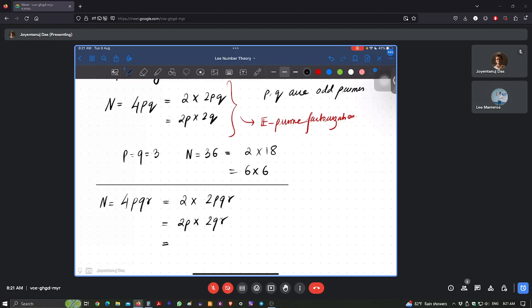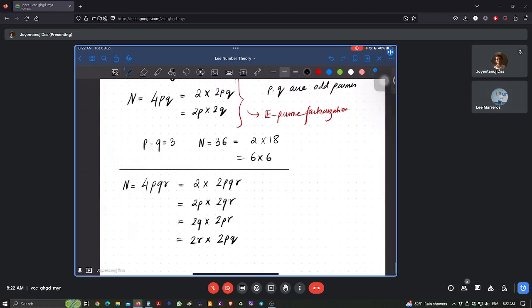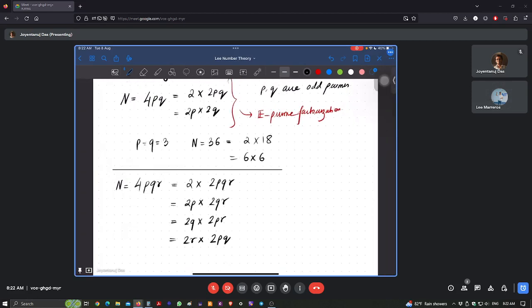Then we can change it. For example, we can have 2Q times 2PR, right? And we have 2R times 2PQ. So 2PQ we have, right? Anything else is not possible. These are the four things possible, right? But the thing is, they're asking for three factorizations. So how to manage that? They are not asking for four factorizations.